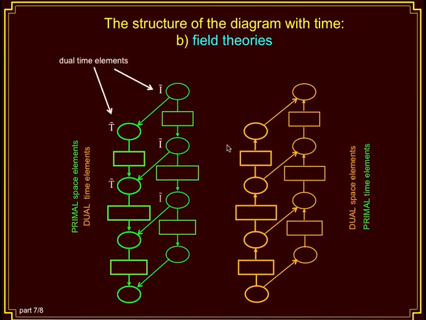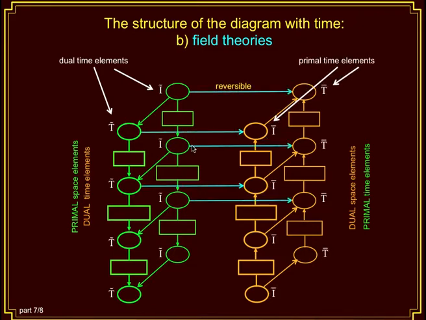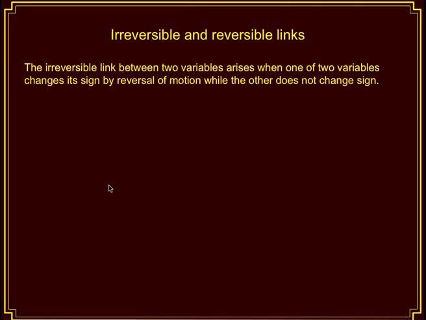In the field theories, the matter changes. Here we have the dual time elements, and here you have the primal time elements. Once more, you have possible relations and also irreversible relations that connect T tilde with the T bar. This means that the physical variable contained here changes sign with reversal of motion. On the contrary, the physical variable inside here does not change sign for inversion of motion.